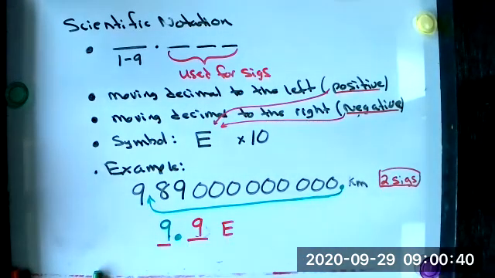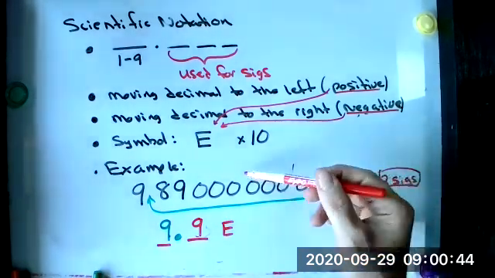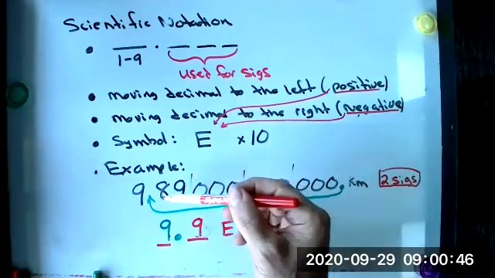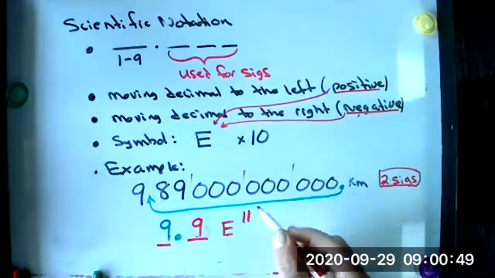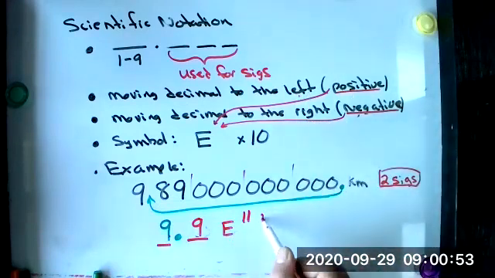Symbol that the decimal has been shifted, and now the number of spots. 3, 6, 9, 10, 11. And I went to the left, which is positive, leave it alone, drop in your unit.